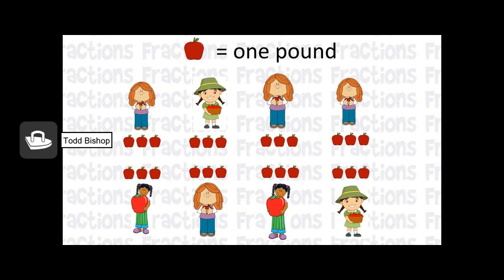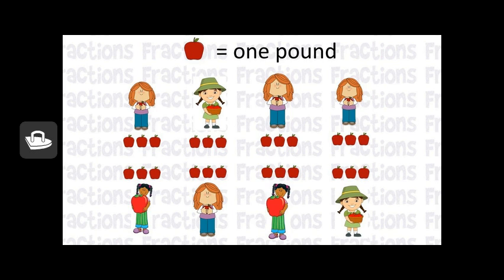Here we have our 8 girls, and we need to distribute the apples among them equally. I'm going to let 1 red apple equal 1 whole pound of apples. Now I'm going to go to the first girl. I'm going to give her a pound, the second a pound, the third a pound, and we're going to keep going until we distribute the whole 25 pounds. If you look at this, each girl gets 3 whole pounds of apples, but that leaves 1 pound left over.